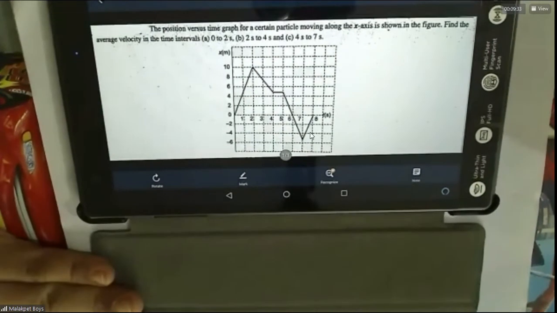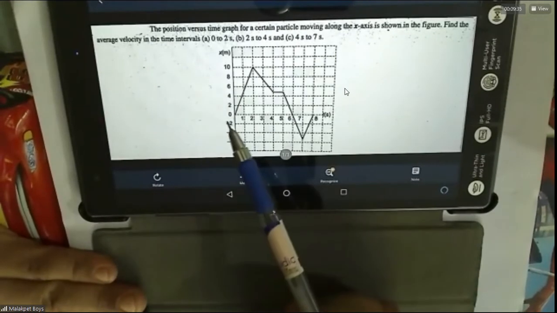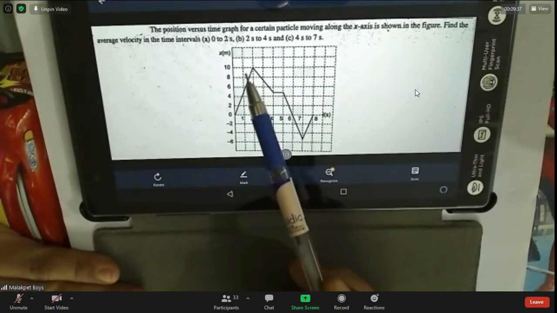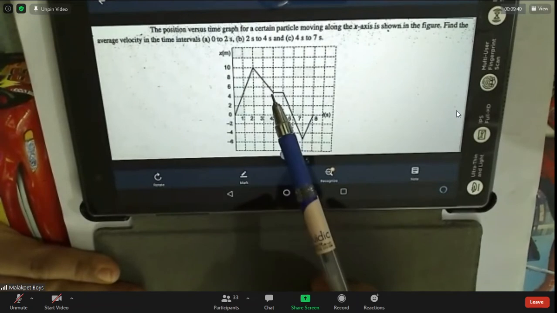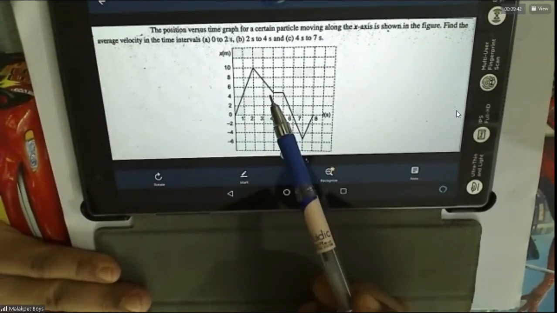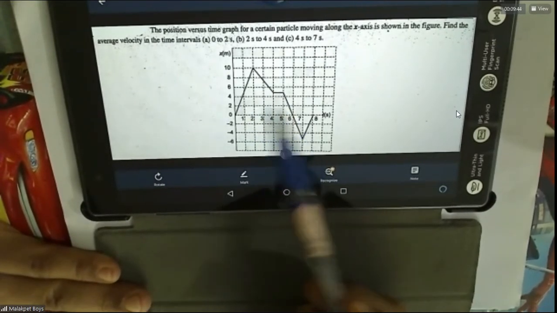See, it's enough if you mark the end points 0, 10, and 2. End point. This is 4. All these end points are enough.